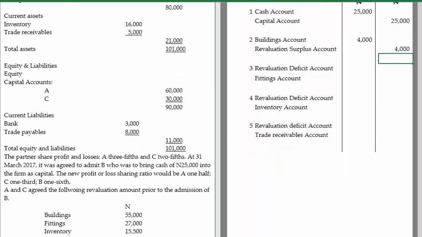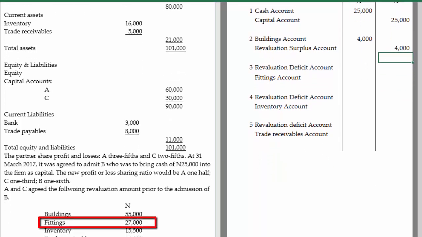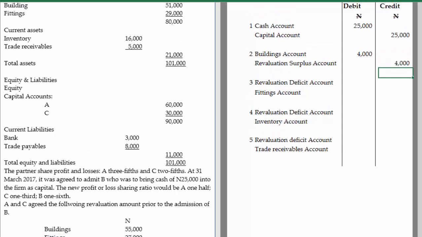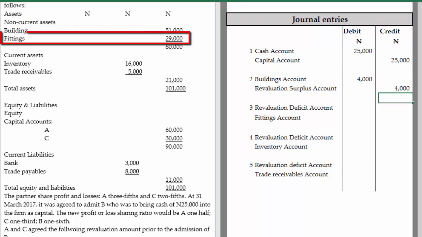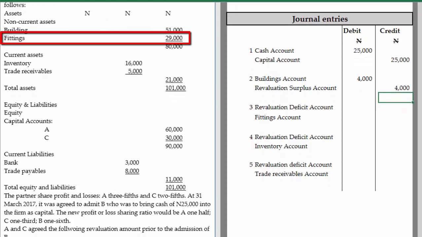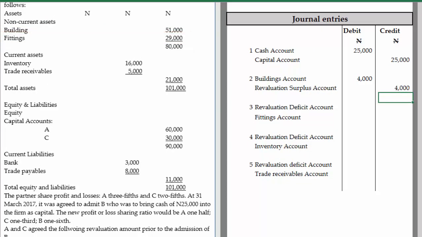The next revaluation was fittings. It was revalued to 27,000, while the old value was 29,000. Now, the new value is lower than the carrying amount by 2,000. This is a revaluation deficit. The double entry for that is we will debit revaluation deficit with 2,000, and we will credit the fittings account with 2,000 to bring down the value to 27,000. Okay. The next is inventory.